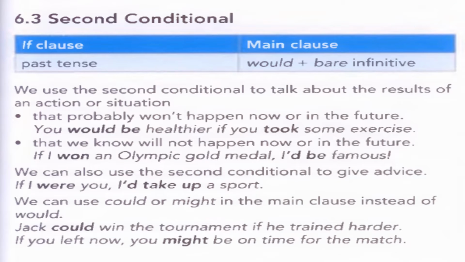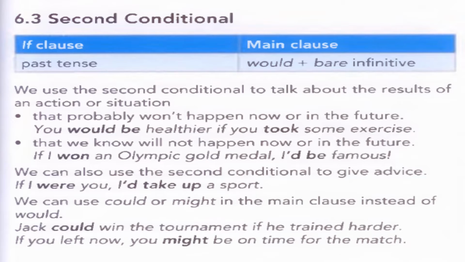6.3 Second Conditional. Let's look at the table. If clause in past tense and main clause with would plus bare infinitive. We use the second conditional to talk about the results of an action or situation that probably won't happen now or in the future. For example, you would be healthier if you took some exercise.